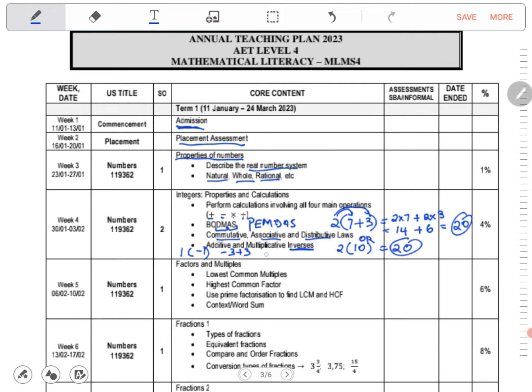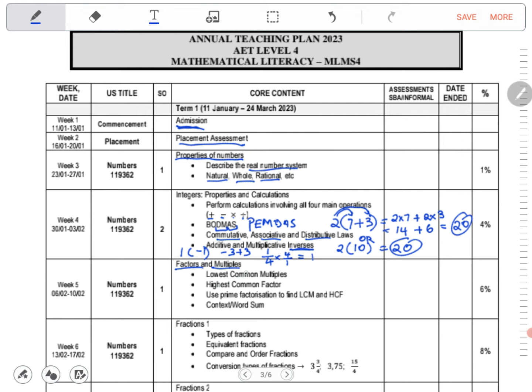And then if it is multiplicative inverse, you can have 1 over 4, and the multiplicative inverse would be 4 over 1. So if you multiply this, you'd simply get 1. So something like that. Then next, you will be dealing with factors and multiples.